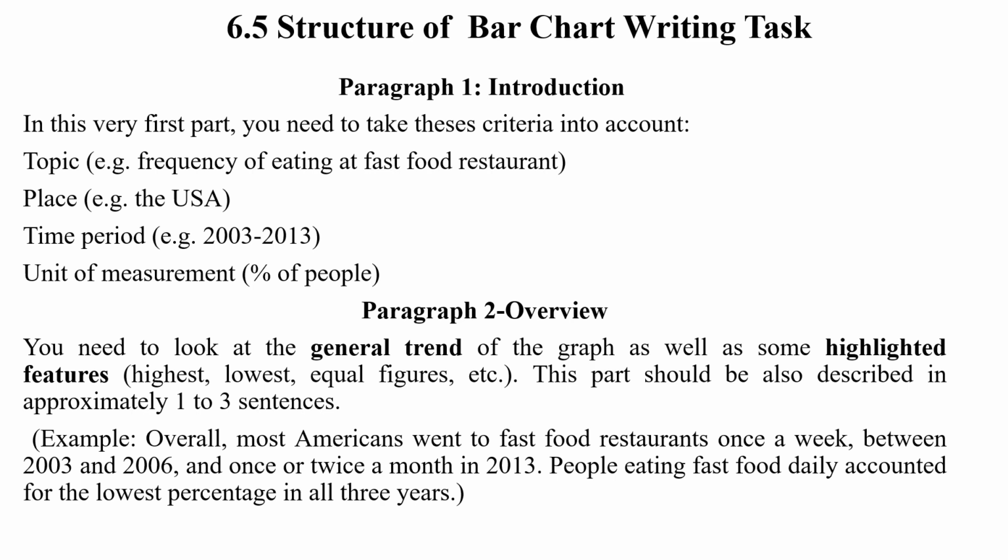Paragraph 2, Overview. You need to look at the general trend of the graph as well as some highlighted features: highest, lowest, equal figures. This part should also be described in approximately 1 to 3 sentences. Example: overall, most Americans went to fast food restaurants once a week between 2003 and 2006, and once or twice a month in 2013. People eating fast food daily accounted for the lowest percentage in all 3 years.